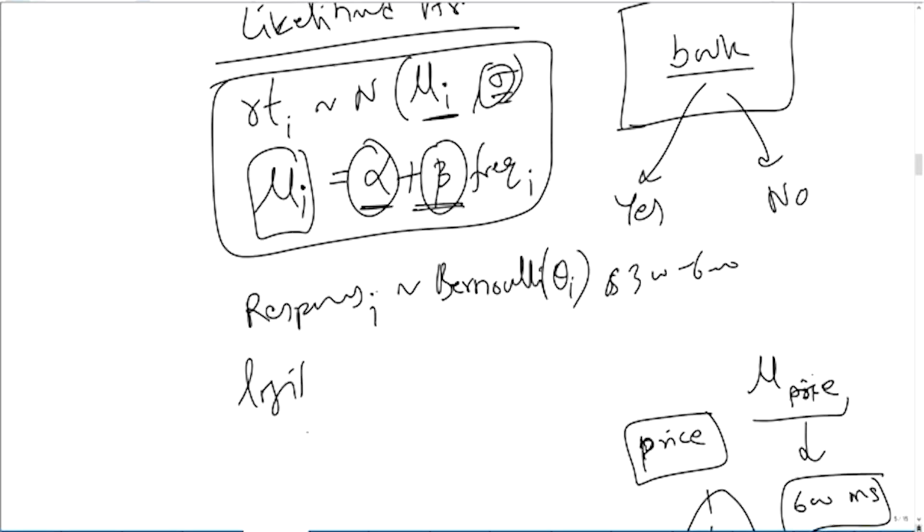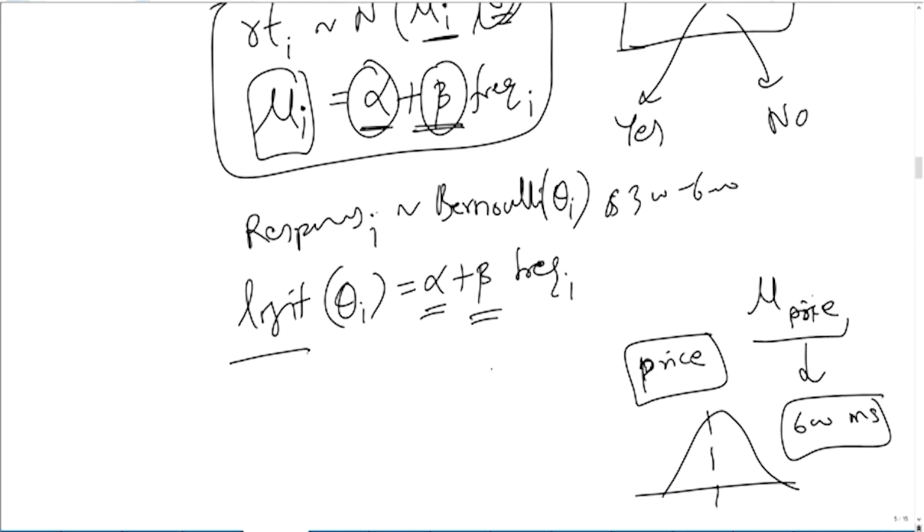And as I discussed earlier, you need to apply some transformation because theta is strictly between 0 and 1. So I can say logit theta i equals alpha plus beta into frequency i. What is the use of this transformation? Even if alpha and beta have some wild values, let's say very large or very small values, even then theta i wouldn't go below 0 or above 1, right? So it is constrained between 0 and 1.